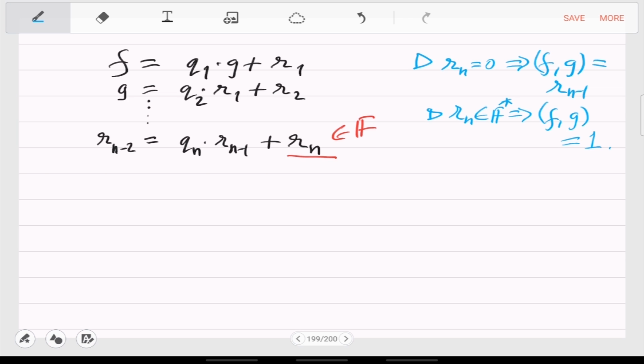Is that clear? You keep reducing the degree of the remainder, and ultimately the degree becomes 0, which means it's a constant. If it's a non-zero constant, then you know that f and g are co-prime. If it's 0, so basically the remainder has degree minus infinity, that's the good case, where you actually get a GCD. R_{n-1} is a monic polynomial of positive degree.